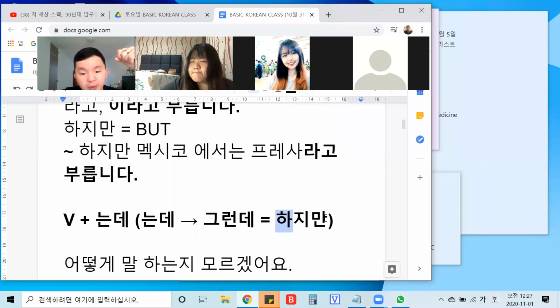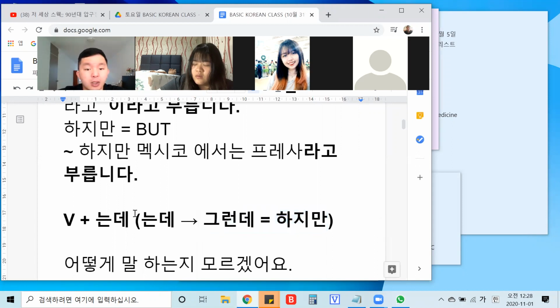So that's the difference. But I'm telling you, it's only a 10% difference between 그런데 and 하지만. So it doesn't matter, to be honest with you. You can use either way, and every Korean will understand your context anyway. Just make sure to use this conjunction "but" in the correct situation.